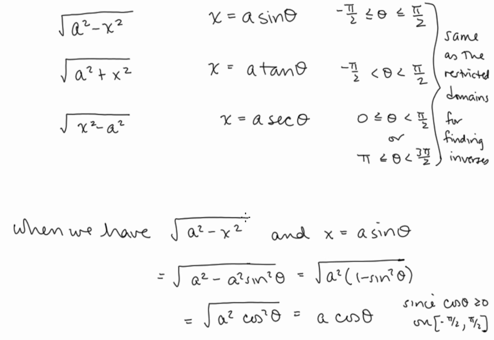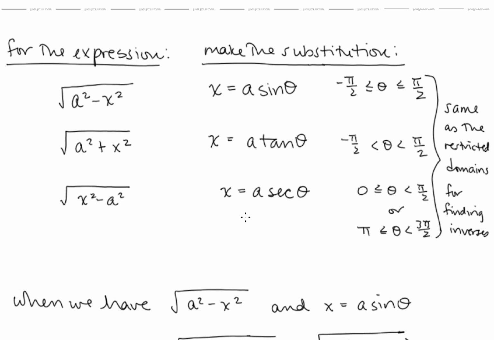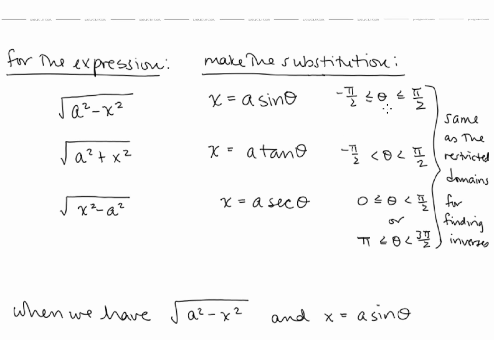Now let me be a little bit more careful and talk about the intervals on theta for which these are valid. Notice here for radical a squared minus x squared, this expression only exists when a squared minus x squared is greater than or equal to 0. That says x must be greater than or equal to negative a and less or equal to positive a. And so it does make sense to talk about x being a sine theta. We know the sine theta values vary from negative 1 to positive 1.